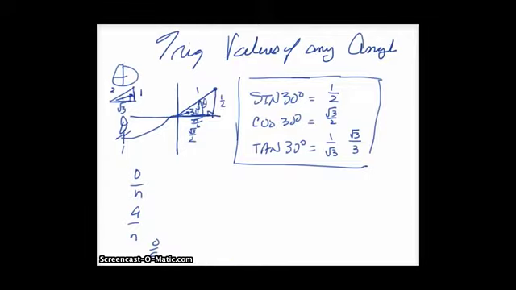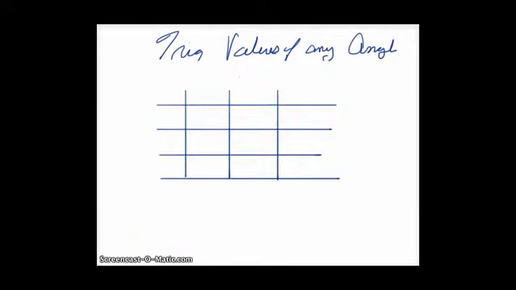All right? Okay, now I'm seeing that we're probably missing something here. Remember how for 45, 45, it was 1, 1, radical 2? Remember, this is 45 degrees. And remember how 30, 60, 90?